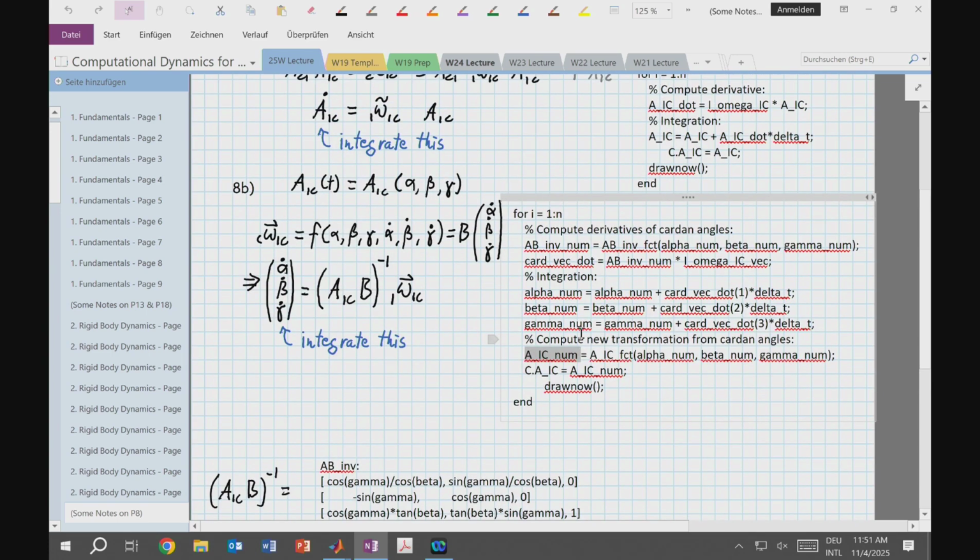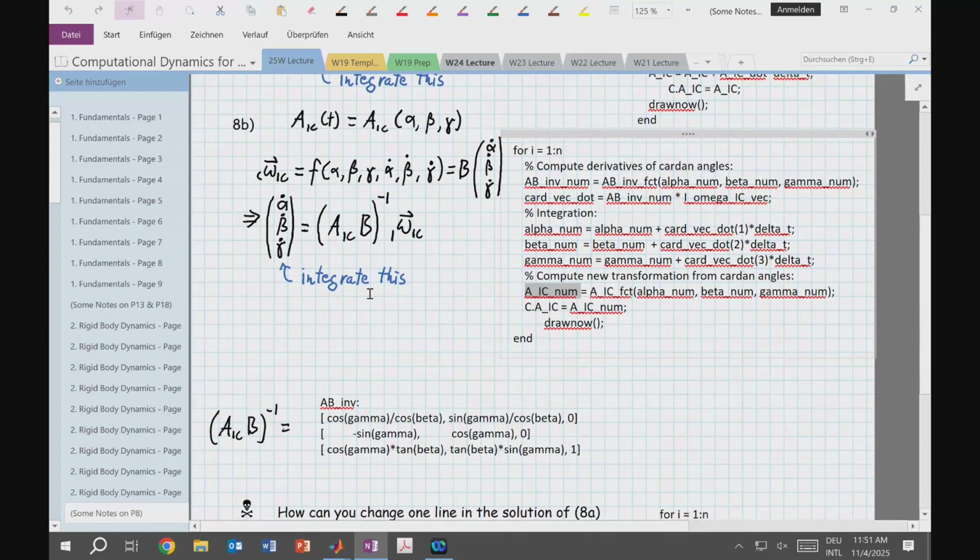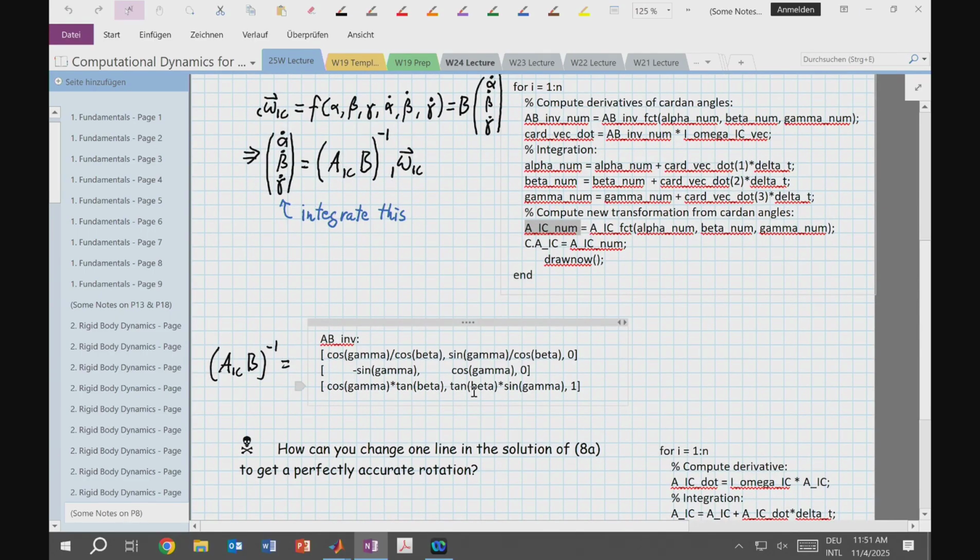There's still a problem with this, and that problem has to do with the -1 that we see here. We're inverting this matrix, and whenever you invert a matrix, you ask yourself, can I do that? So compute a determinant, figure out if the matrix is singular. In this case, we can actually do an analytical inversion, and if I do this in MATLAB, I get this expression for AIC times B inverse. That's my matrix here. Who can see a potential problem there?